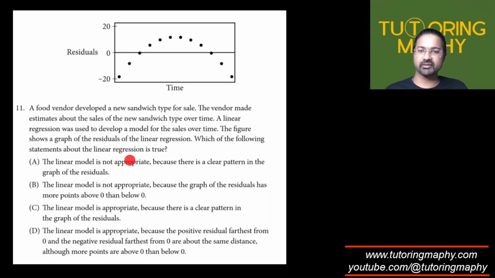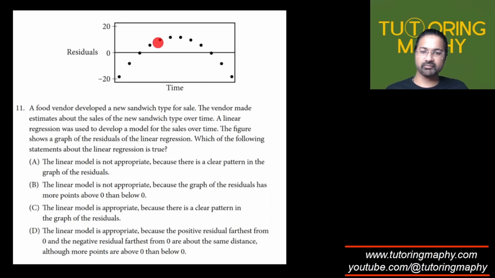Which of the following statements about the linear regression is true? The linear model is not appropriate because there is a clear pattern in the graph of the residuals. The linear model is not appropriate because the graph of the residuals has more points above 0 than below 0. The linear model is appropriate because there is a clear pattern in the graph of the residuals. The linear model is appropriate because the positive residual farthest from 0 and the negative residual farthest from 0 are about the same distance.